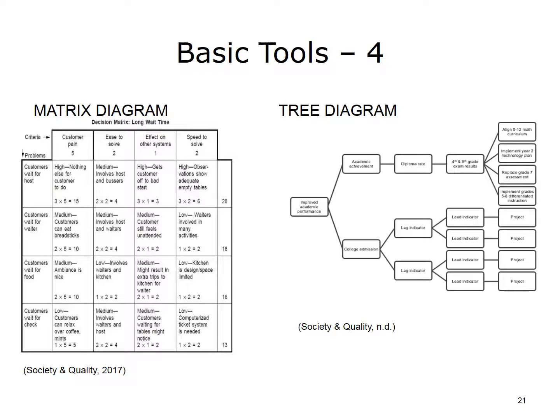Matrix diagram. The matrix diagram helps to answer two important questions when sets of data are compared. Are the data related? And how strong is the relationship? The quality function deployment, QFD, House of Quality, is an example of a matrix diagram.